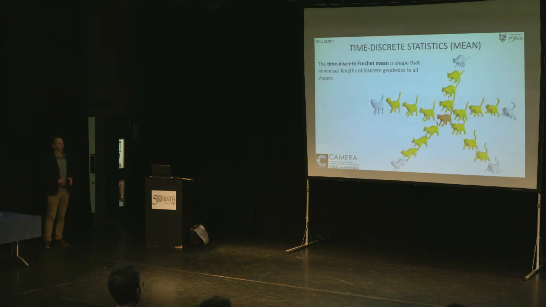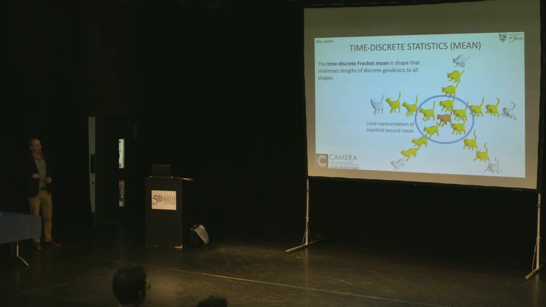Skipping over a year's worth of me learning differential geometry, you can just do this. You can do discrete, time-discrete statistics. For computing the average, you're looking for the shape and all of the intermediate shapes along all these paths that collectively minimizes all of the elastic energy dissipated along all of these paths. So it's computationally horrible. You have to optimize over all the yellow shapes and the orange shapes just to get the orange shape.